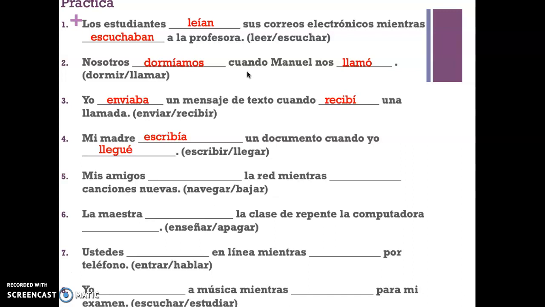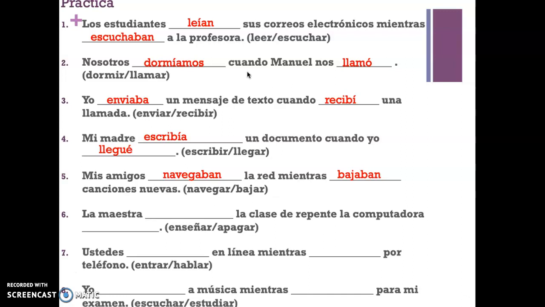Number 5. Mis amigos navegar la red mientras bajar canciones nuevas. The word mientras is our friend. It's going to tell us that both verbs should be in the imperfect tense. It means while, and we have two actions going on at the exact same time with no interruption. My friends were navigating the internet while downloading new songs. Good. You should have navegaban la red mientras bajaban canciones nuevas. Both of those were happening at the same time with zero interruption to one another.